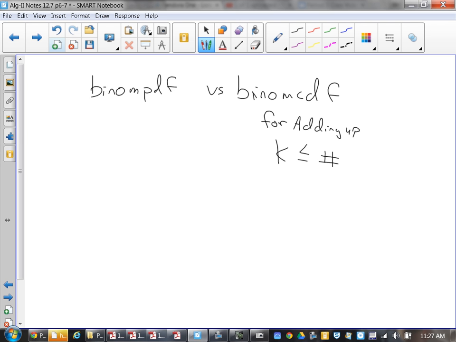And she's right. The CDF function is when you're adding them all up, when you're trying to add up a bunch of them. It's when you see k is less than some number, or k is greater than or equal to some number. That's when you're using your binomial CDF. The binomial PDF is when you're looking for a specific value, when k equals 2.